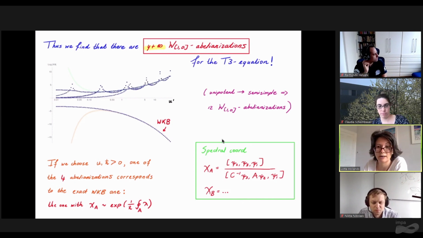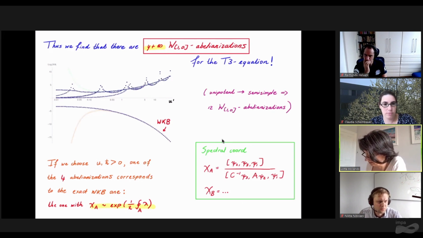So whereas there are 4 discrete abelianizations, only one of them corresponds to the exact WKB one, and that's the one where XA is approximated by the WKB approximation. So now that we have this, we can do all the numerics, and we can plot the spectral coordinates corresponding to all of these abelianizations. And that's what you see in this figure, and you'll see that one of these abelianizations indeed follows the line given by the WKB approximation.